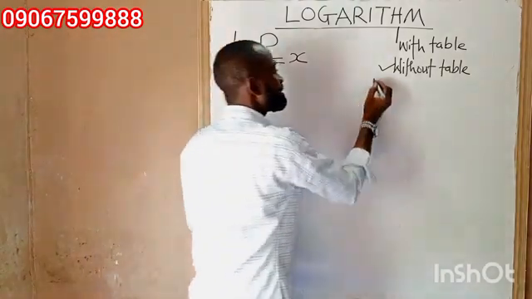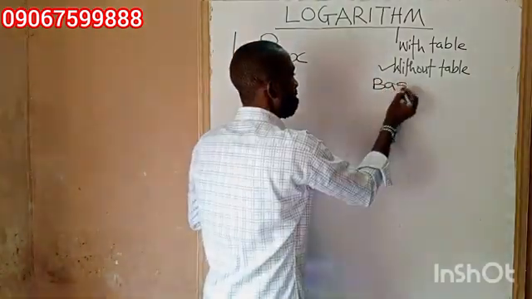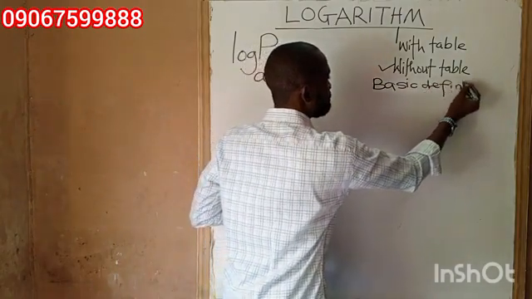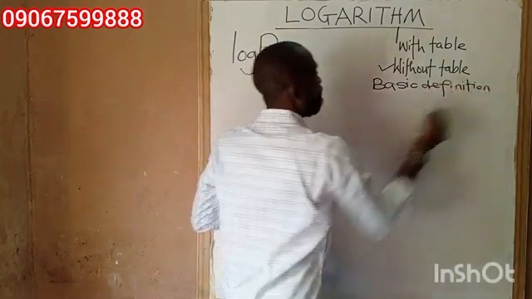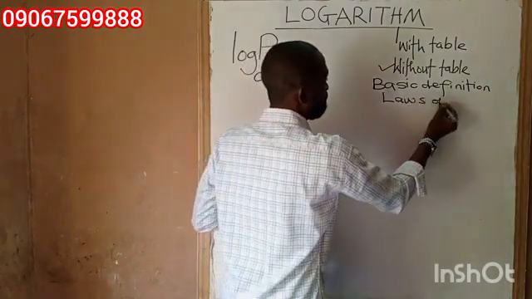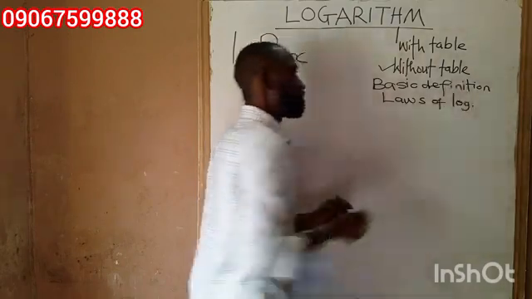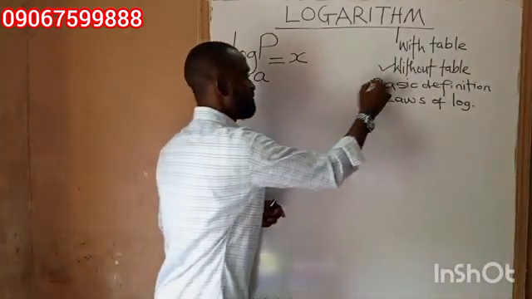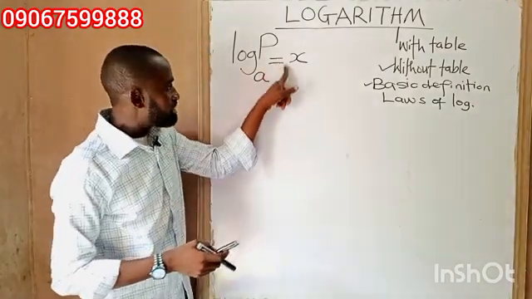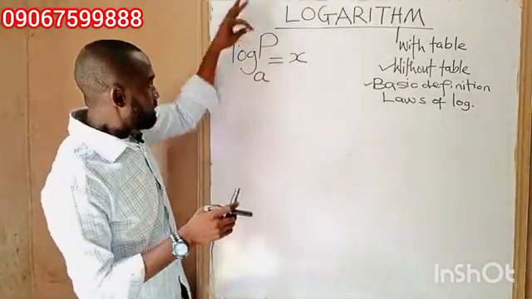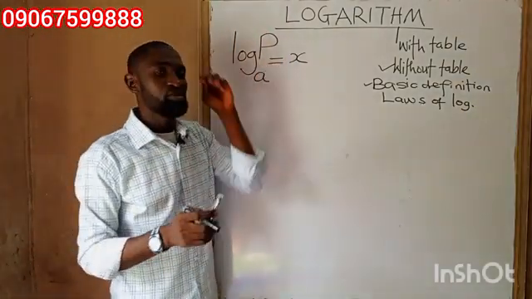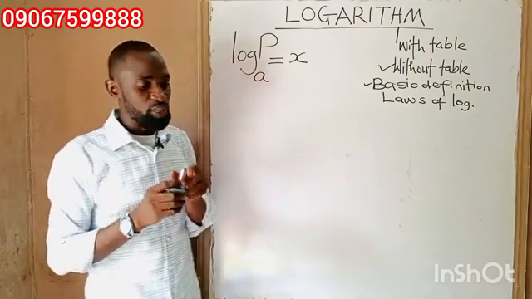Either we use the basic definition, or we use what we call the laws of logarithm. So the first one here is the basic definition. And I gave you the definition: the logarithm of a number p base a is the power x to which this a must be raised to give p.